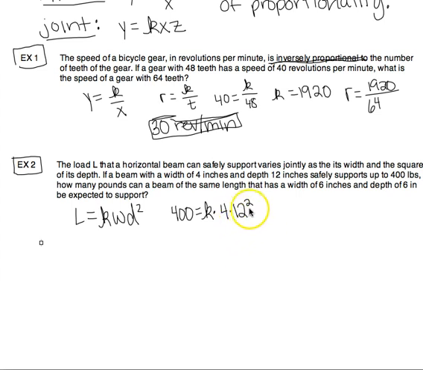So then 12 squared is 144, and so then 4 times 144 gives us 576. So now we've got 400 equals 576K. And so we would divide then in order to find our value for K.